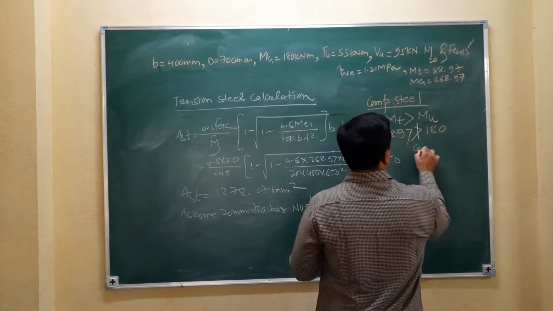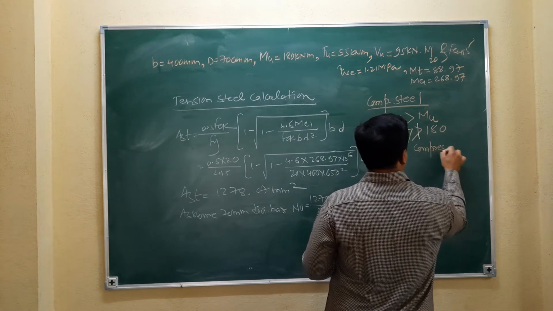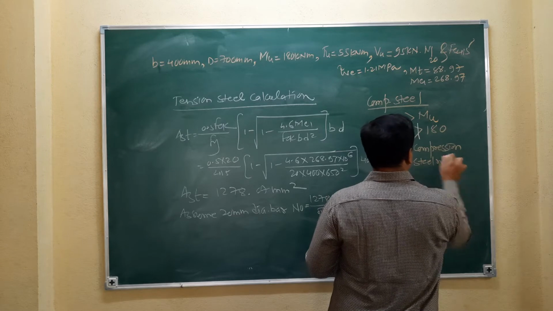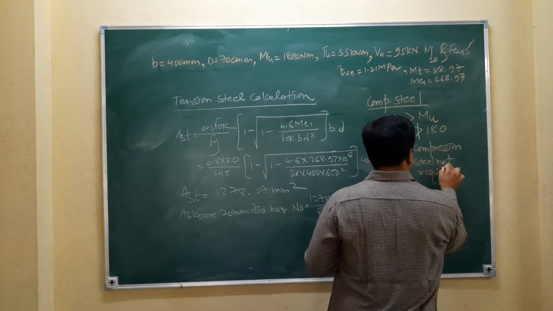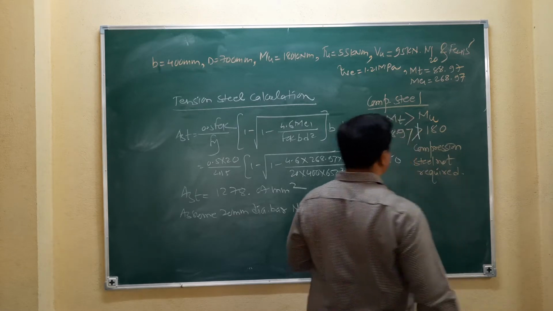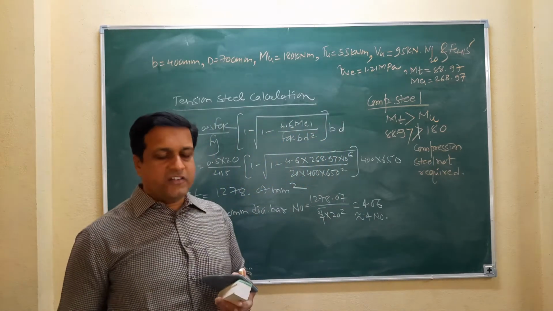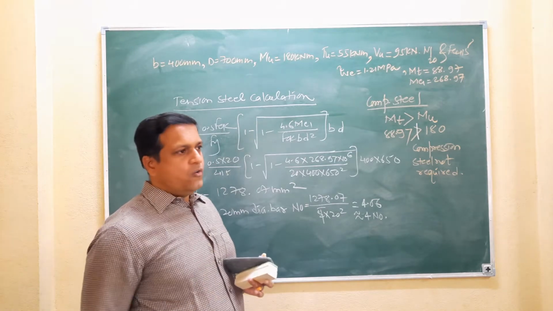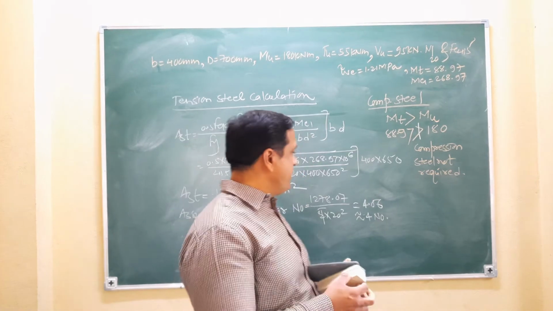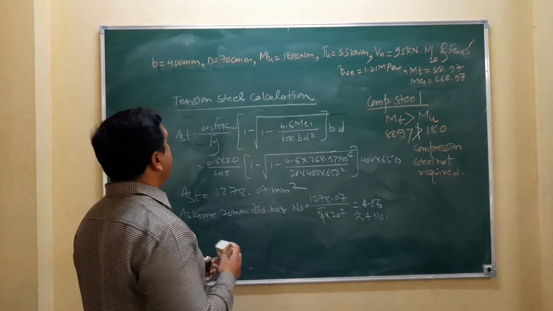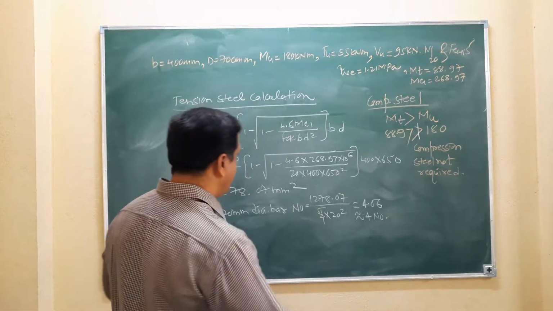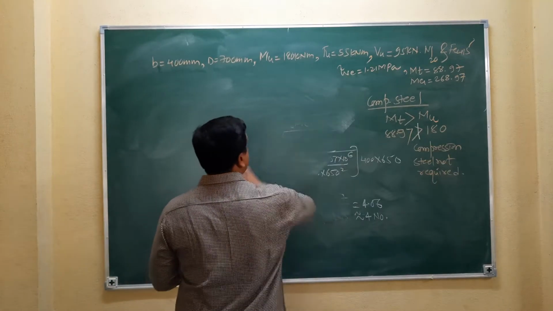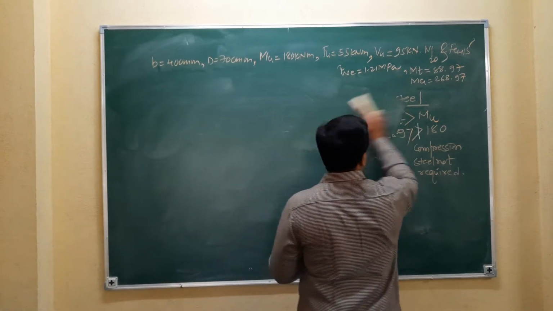Compression steel not required. So there is no need to design the compression steel at all. You have to provide the minimum nominal steel, whatever you feel sufficient. So this is related to longitudinal steel. Now you go for the shear reinforcement.